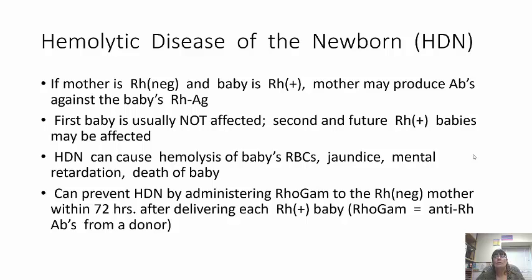Luckily, there is a shot now called RhoGAM that is administered to an Rh negative mother within 72 hours after delivering an Rh positive baby. And basically that's going to prevent her from making the antibodies so the baby will be safe. If something does happen and the baby ends up with hemolytic disease of the newborn, it can cause hemolysis of the baby's red blood cells, so they will burst, jaundice, developmental delays, and potentially death.